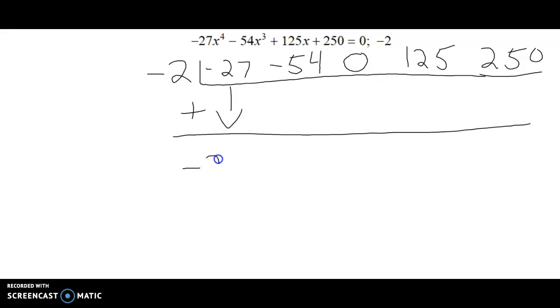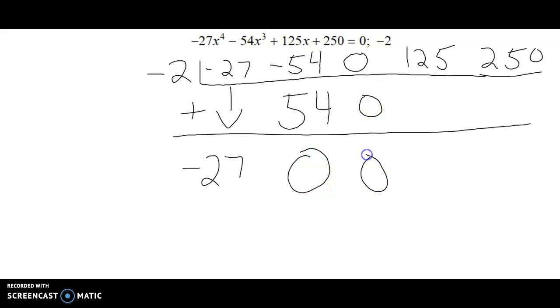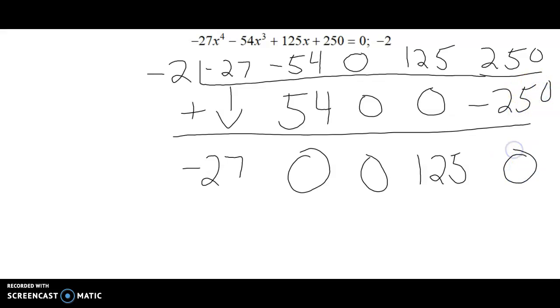Bring down the first one, -27. Multiply together, 54. 0. -2 times 0 is 0. 0. -2 times 0 is 0. 125. -250. 0. Perfect. So my remainder is 0.